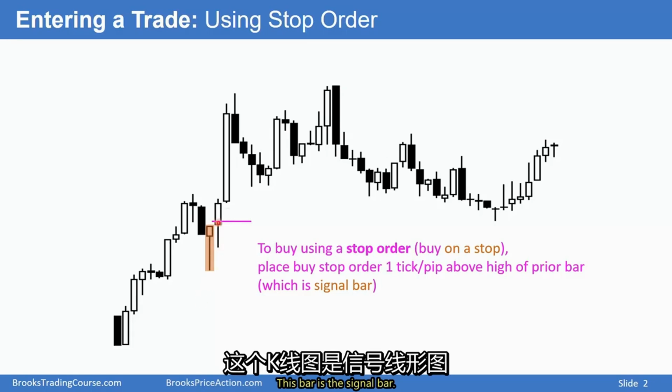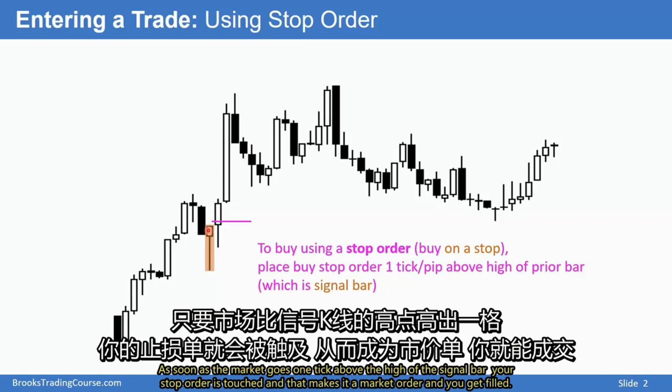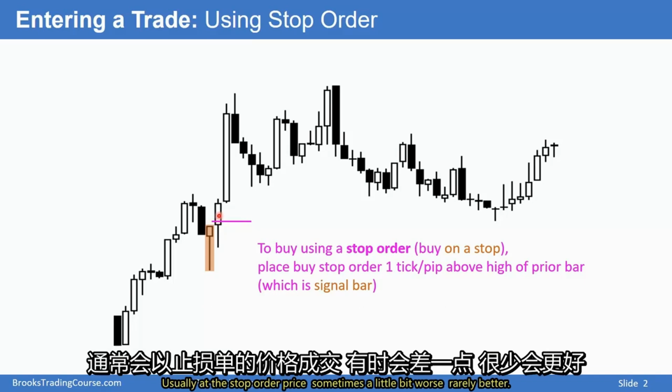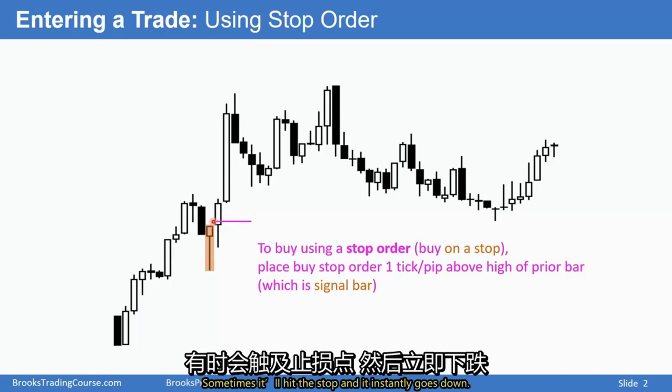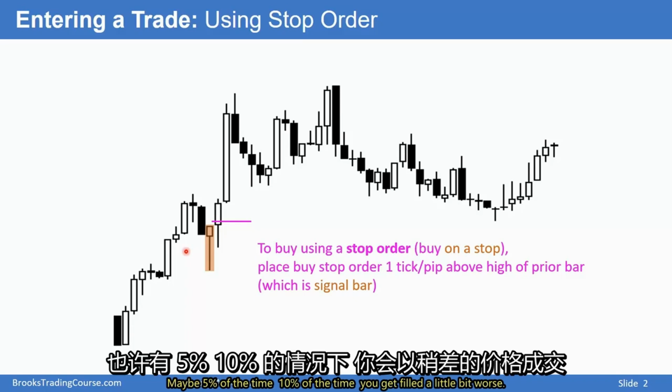This bar is the signal bar. If this bar goes above the high of that bar, which it did, it becomes the entry bar. As soon as the market goes 1 tick above the high of the signal bar, your stop order is touched, and that makes it a market order, and you get filled, usually at the stop order price, sometimes a little bit worse. Rarely better. Sometimes it'll hit the stop and it instantly goes down. That's very rare. Usually you're going to get filled at the stop order price. Maybe 5% of the time, 10% of the time, you get filled a little bit worse.